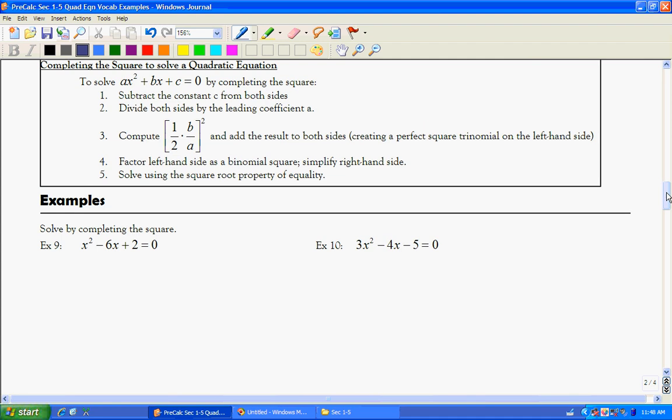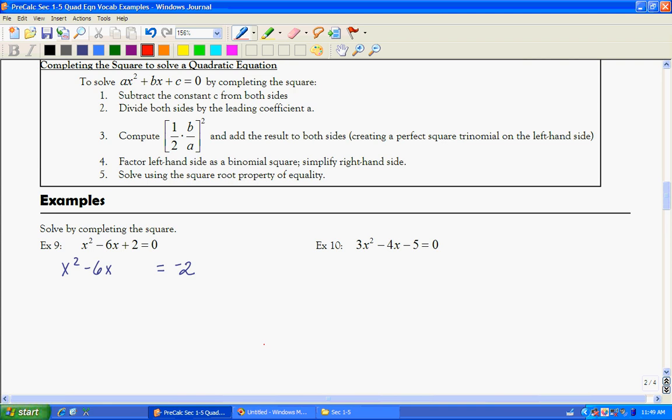Okay, so here we have a quadratic. It's in standard form, it's ready to go, so we're going to subtract c from both sides. So we have x squared minus 6x, and leave a space here because in step 3 we're going to add something to both sides, so we're going to be putting it in this space right here. So equals -2. Now our leading coefficient is 1, so if we divide by 1 we get the same thing. So let's move on to step 3, and we're going to compute this 1/2 b over a squared.